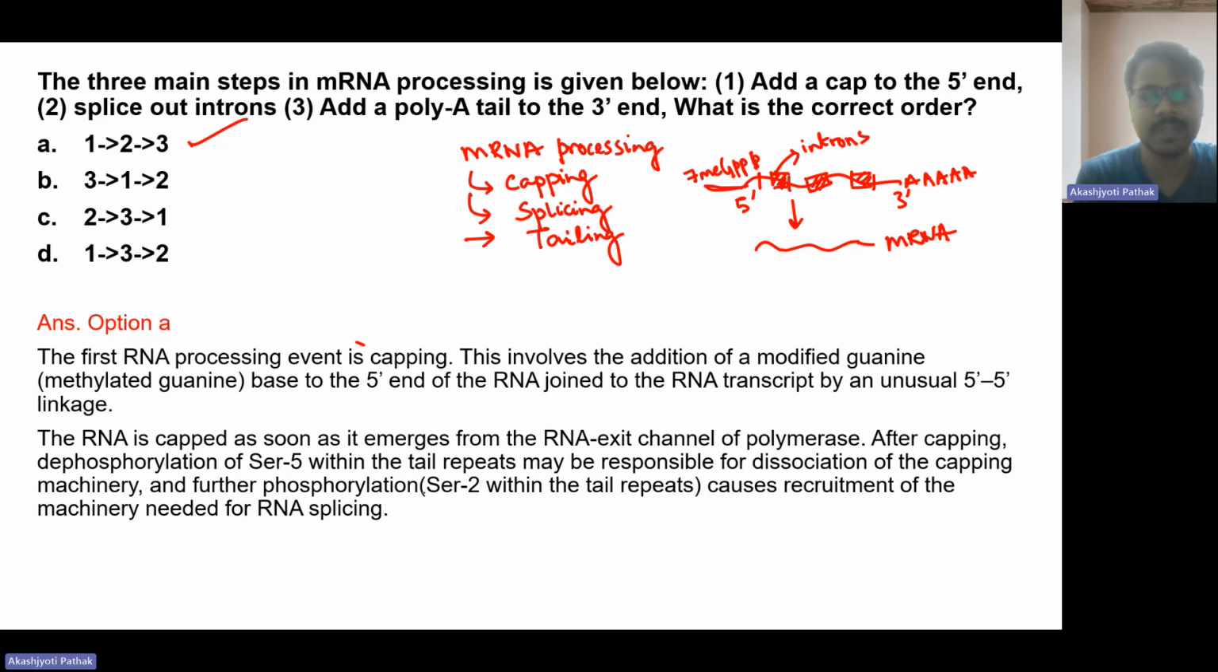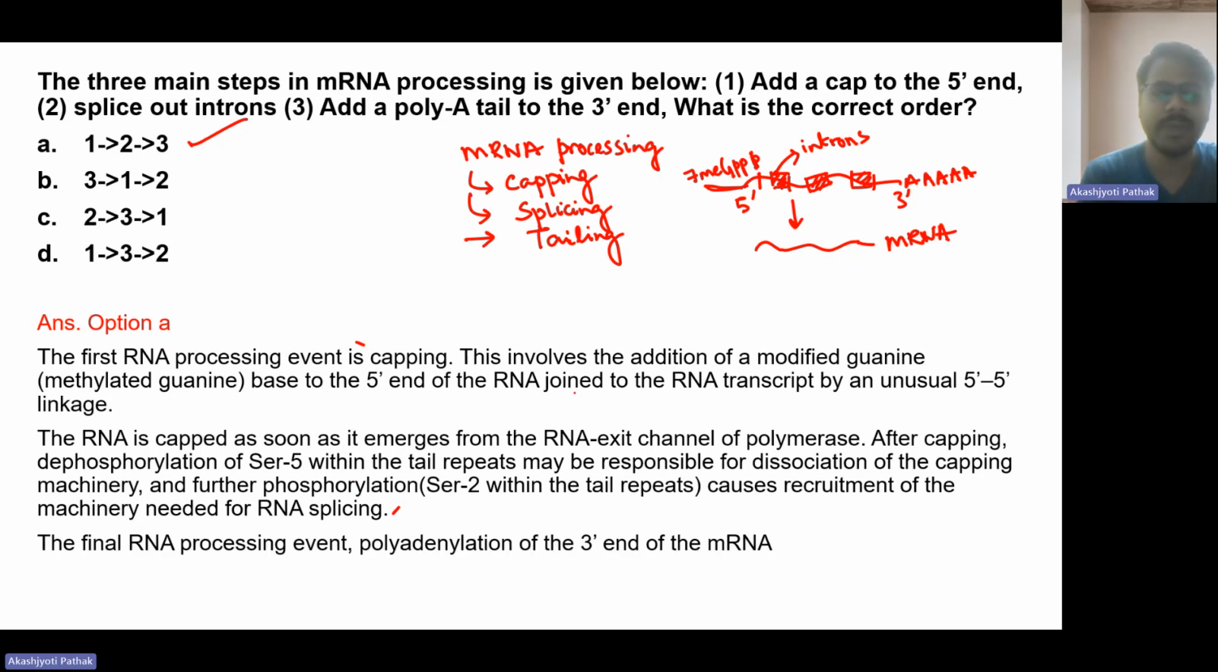The next phosphorylation that takes place is at the serine 2 residue. When phosphorylation takes place at the serine 2 residue, it causes the recruitment of the machinery needed for RNA splicing. RNA splicing is again a series of different reactions. There is the spliceosome complex, and there are several snRNAs and other molecules involved in this splicing process. And at the end, what happens? The final RNA processing event is polyadenylation of the 3 prime end of the mRNA. Remember that the order is 1 followed by 2 and 3. So tailing is the last mRNA processing step.